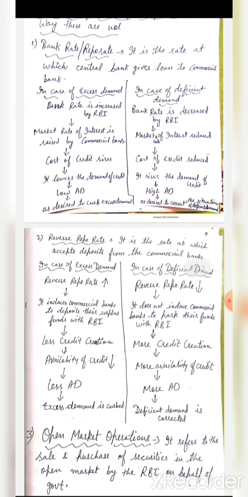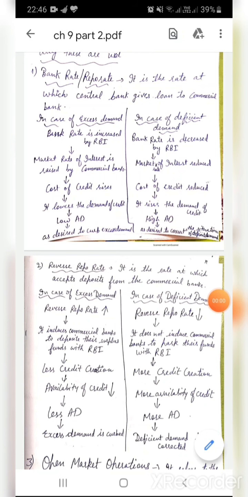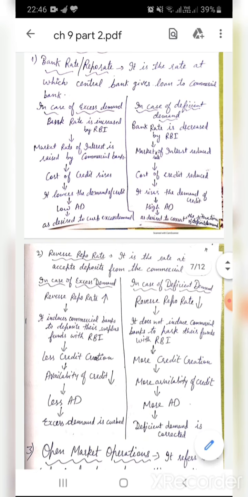Listen, when RBI raises the bank rate, the commercial banks will get loans at a high rate of interest, then automatically they will charge a high rate of interest from the public. Automatically cost of credit rises and the public will demand fewer loans from the commercial banks. Then liquidity will be less, there will be low AD, and this is desired to curb the excess demand.